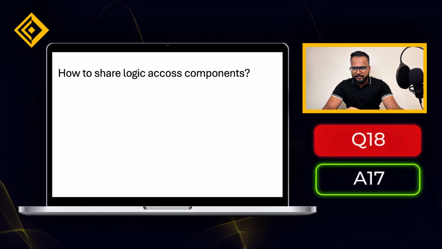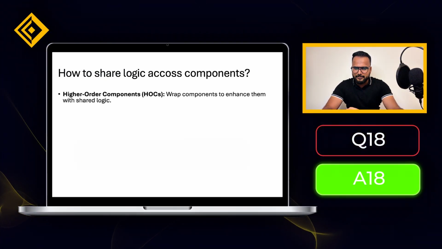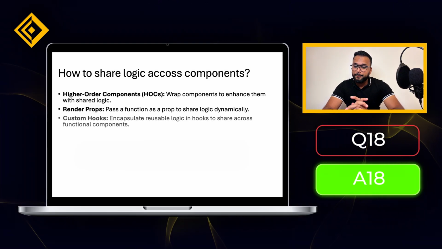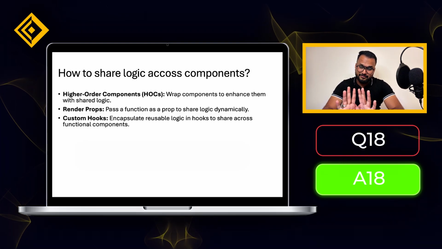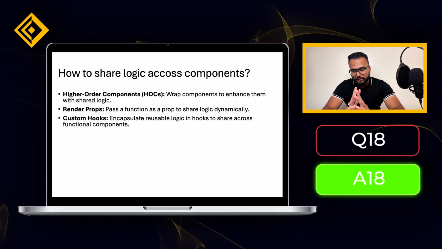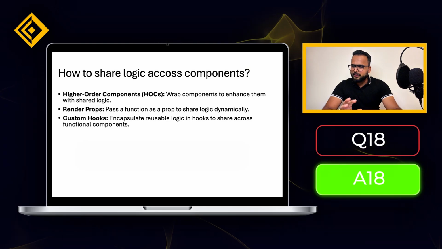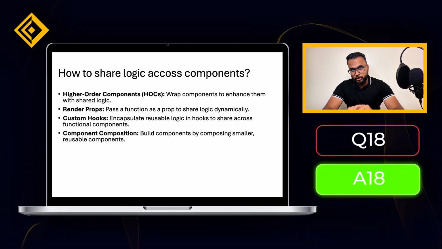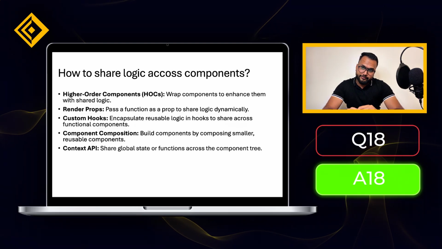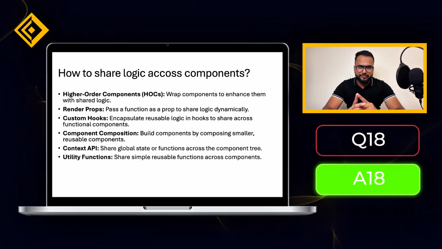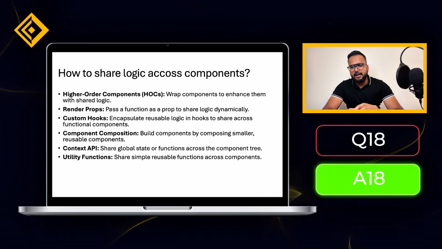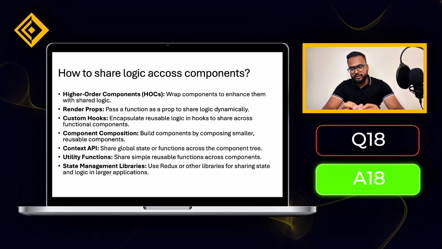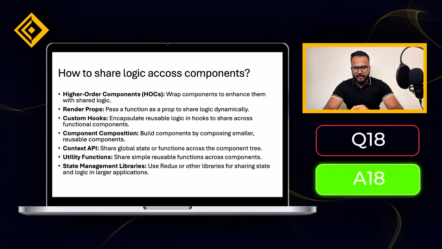There are three main techniques available. One of them is higher order component, another one is render props, and the last one is custom hook. You can mainly use these three concepts to share the logic between components, but there are some more as well. That is component composition, then context API, then utility function. You can create some static utility function to share the logic as well, and you can use state management libraries like Redux to share the logic of components as well.